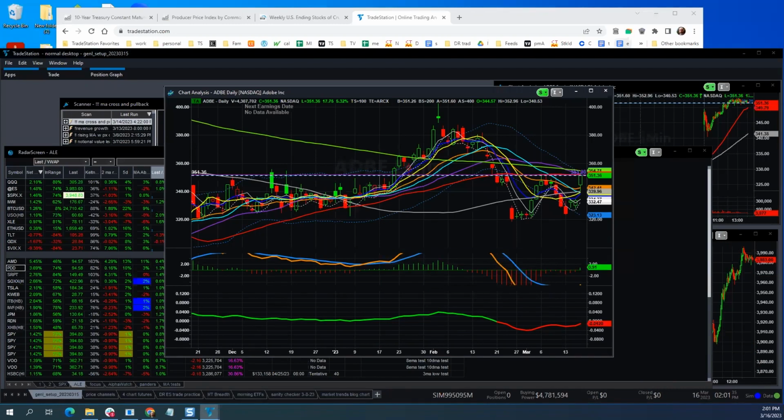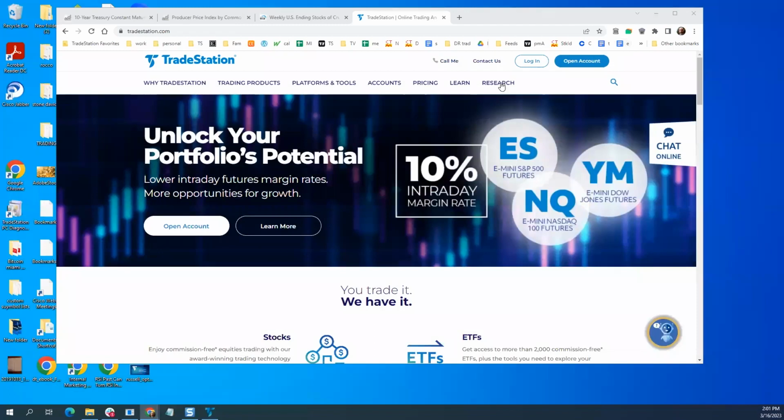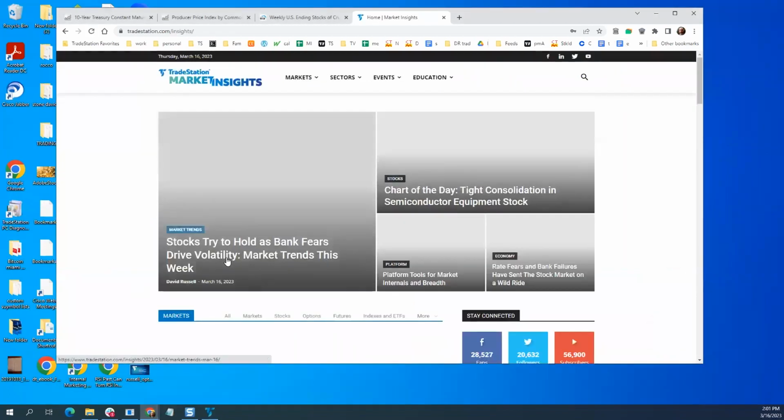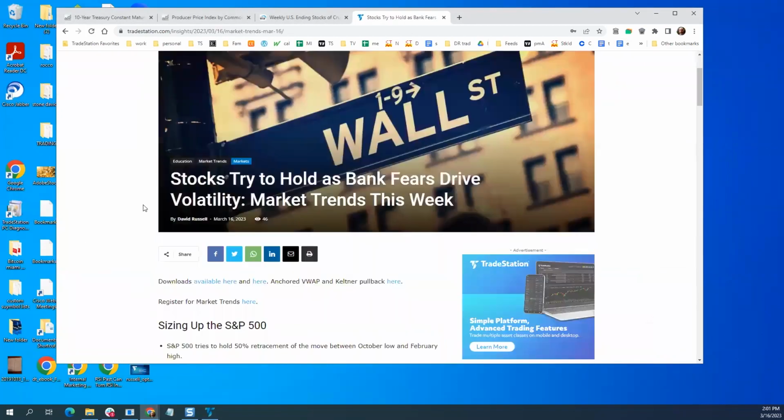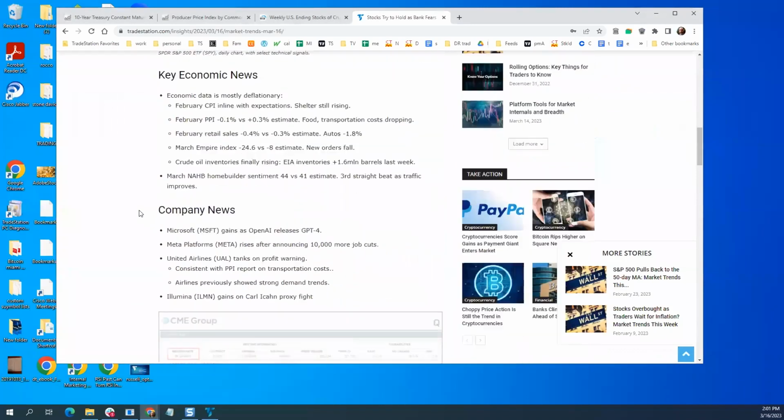So basically, if you're on TradeStation, go to research and go to insights, and then go to this article. We're going to work our way through this article. This is essentially the materials we're going to cover today.